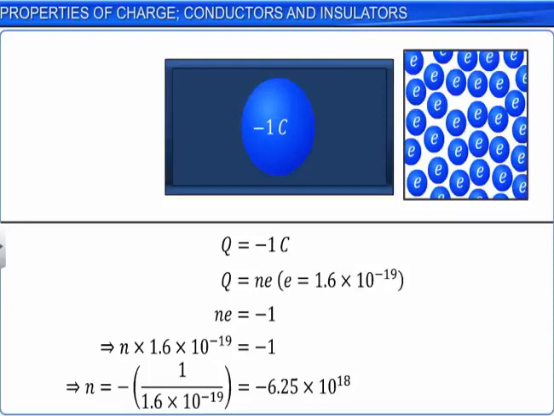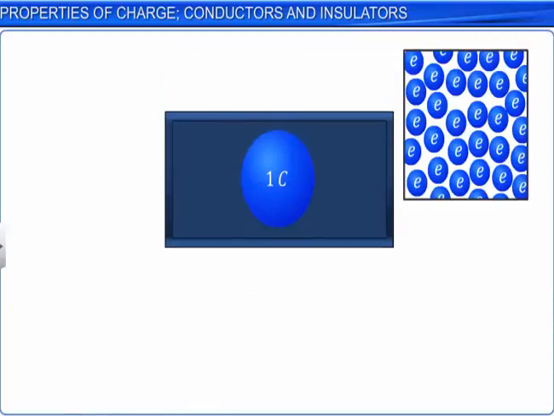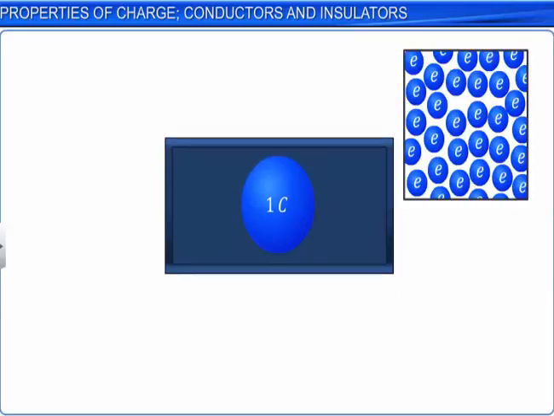In the practical examples we have seen for charging a body, we deal with bodies possessing a charge of about a few microcoulomb. The charge of microcoulomb, that is, 10 to the power of minus 6 coulomb, is very large compared to the basic unit of charge e.